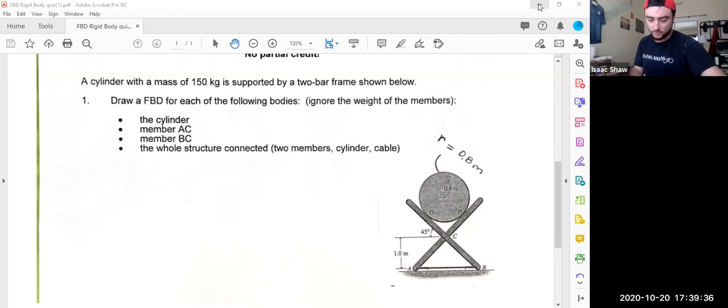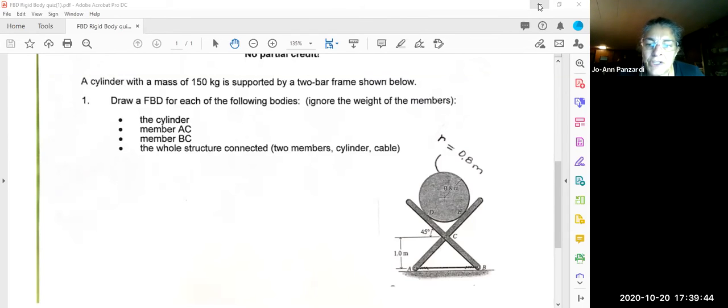And when you say ignore the weight of the members, when you say members, you're only talking about the two bars, correct? That's correct, because if you see the adjective on the bars, it says they're being called members. Gotcha. Member AC and member AD, I believe, or AB or something. Awesome, thanks.